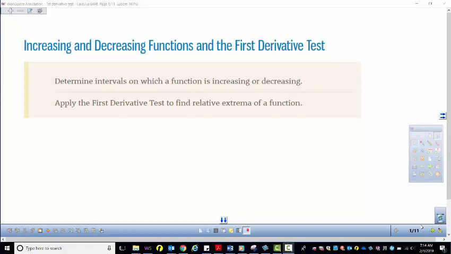Okay, so in today's lesson, what we are going to look at is we are going to determine intervals on which a function is increasing or decreasing, and then we are going to apply the first derivative test to find relative extrema, min or max. Remember, this is just the relative min or max of a function.